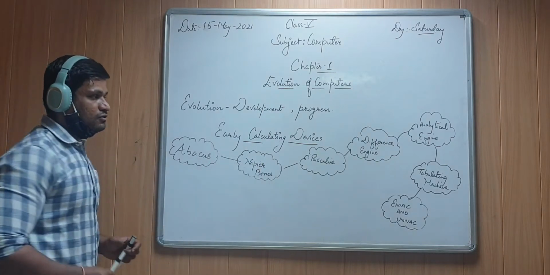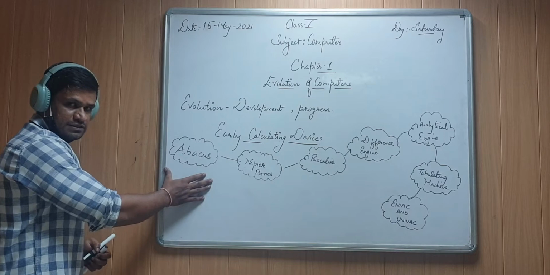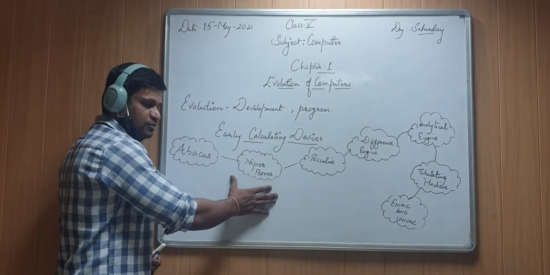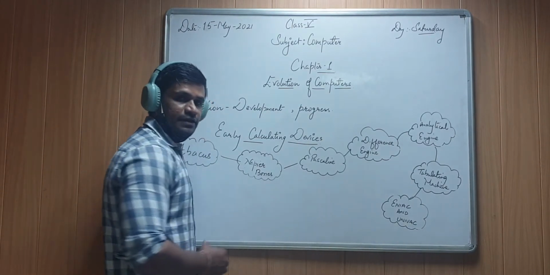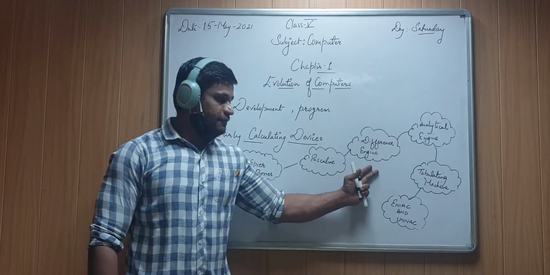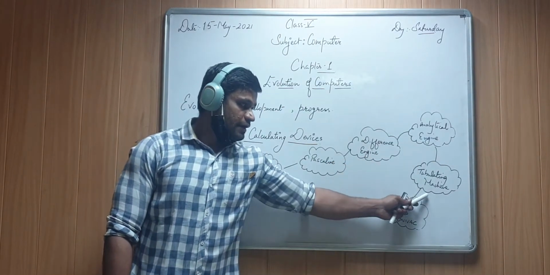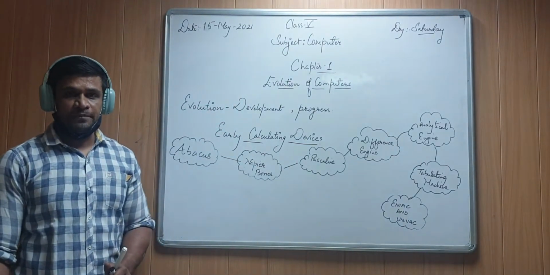What were the early calculating devices? Early calculating devices were abacus, developed by Chinese people, Napier bones, developed by John Napier, Pascaline, difference engine, analytical engine, tabulating machine, ENIAC, and UNIVAC.